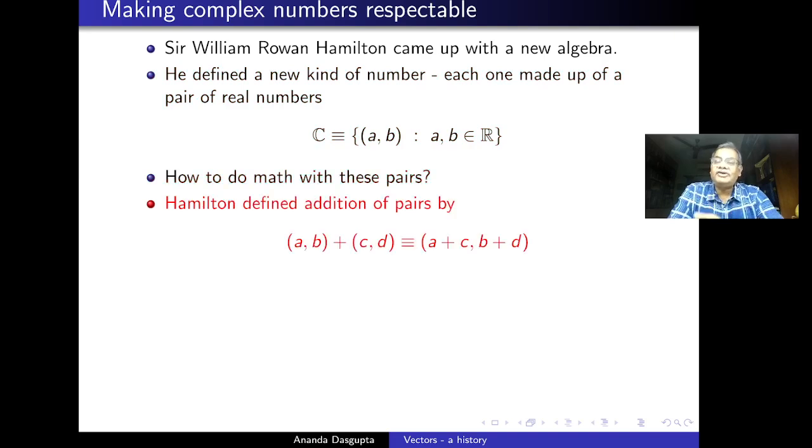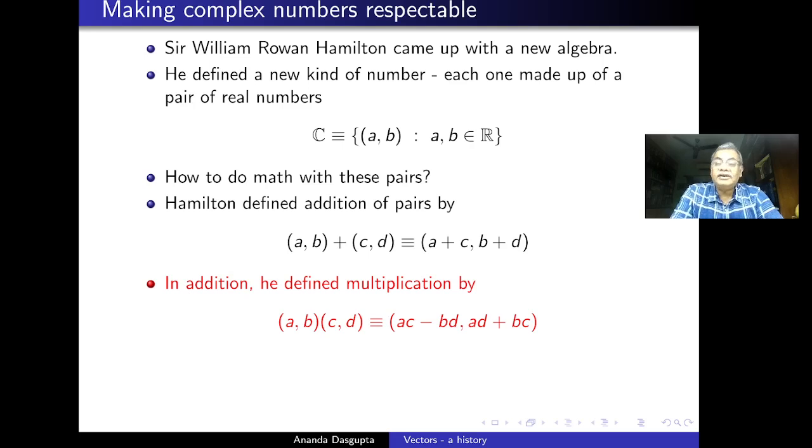You define addition simply by this rule: A, B added to C, D is simply A plus C, B plus D. First components add, second components add on their own. So as far as addition was concerned, pairs of numbers were just that, pairs of numbers. The first term in the pair added on its own, the second terms added on their own.